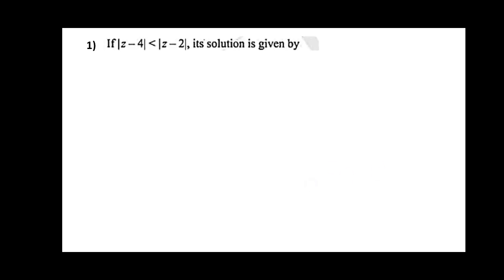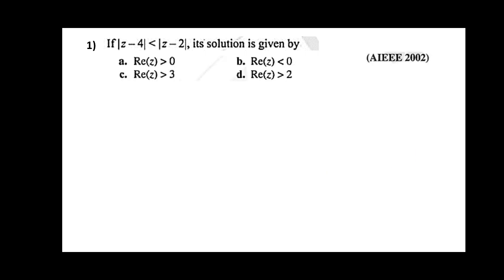If modulus of z minus 4 is less than modulus of z minus 2, its solution is given by option A, real part of z is greater than 0, option B, real part of z is less than 0, option C, real part of z is greater than 3, option D, real part of z is greater than 2. This question was already asked in AIEEE 2002. Let us see the solution of this question.